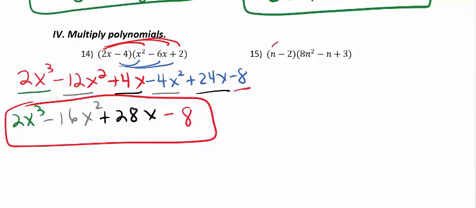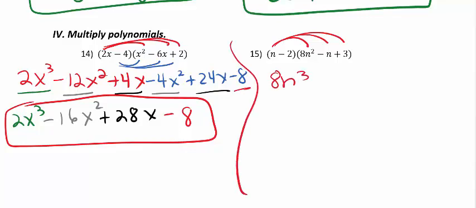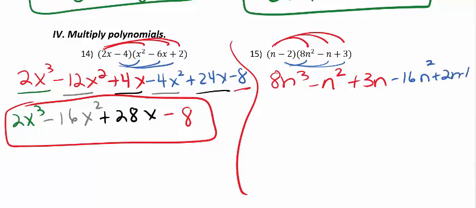Doing the same over here, we're going to multiply n by everything inside the parentheses. So n times 8n squared is going to be 8n cubed. And then n times negative n is minus n squared. N times 3 is 3n. Now we're going to multiply negative 2 by everything inside the parentheses. That's going to give us a minus 16n squared plus 2n, and then minus 6.